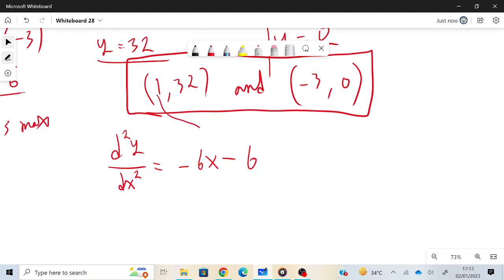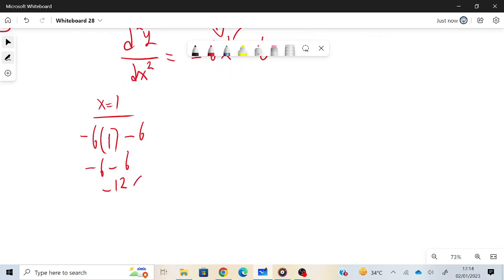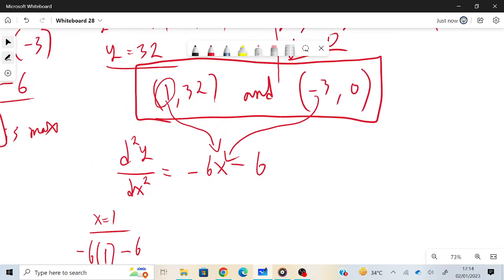Now we put our values of 1 over here and of minus 3 over here. So when x is 1, we have minus 6 into 1 minus 6, that's minus 6 minus 6, that's minus 12. And since minus 12 is less than 0, the coordinates 1, 32 is a maximum because it's less than 0. And again, it's not minus 12 that's the max, it's the coordinates 1, 32, because the x value of that coordinate is what we used.